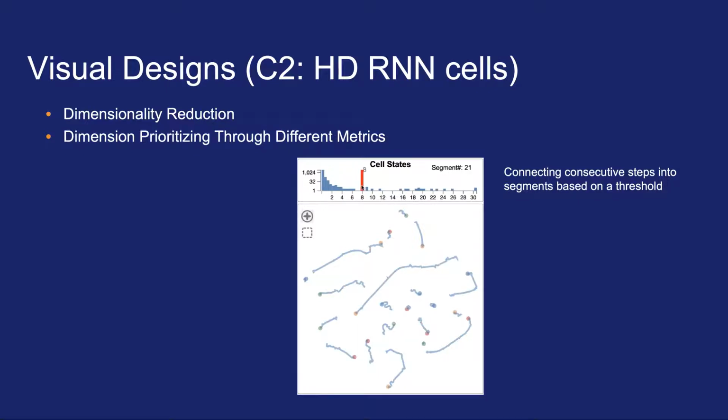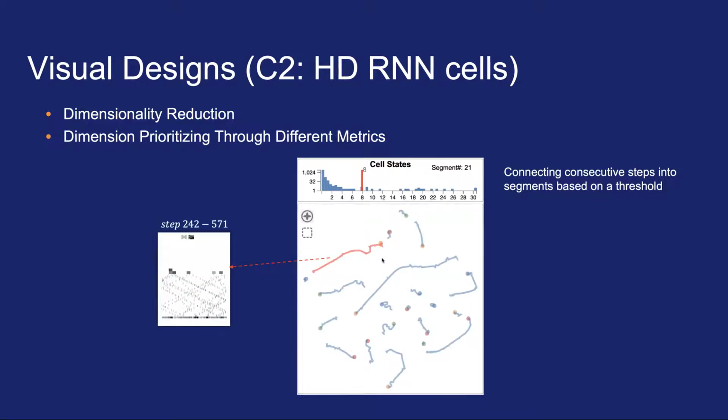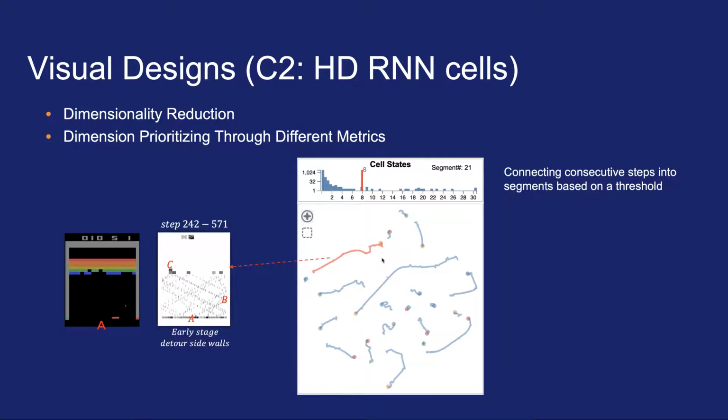In this example, the threshold is 8, and the thousands of points become 21 segments. Clicking an individual segment, we can check the corresponding steps' variance map. For example, the currently selected segment shows the earlier stage of the breakout game, where the agent uses the side walls to bounce the ball, and the ball travels along longer paths.